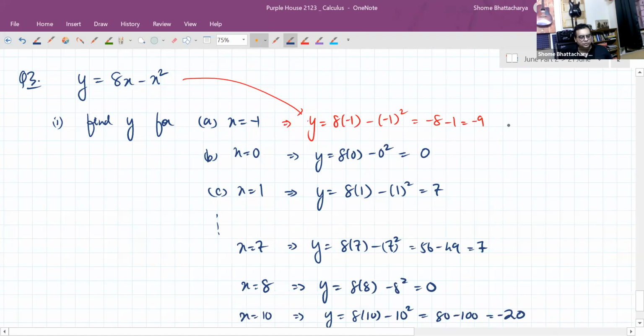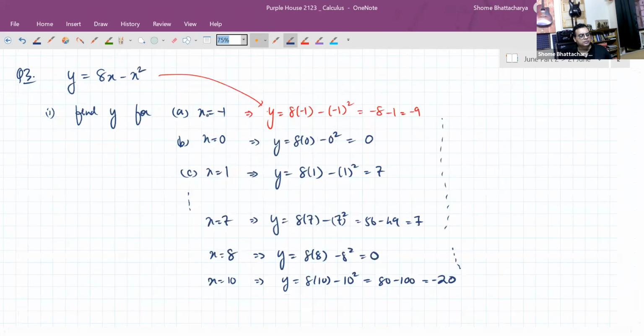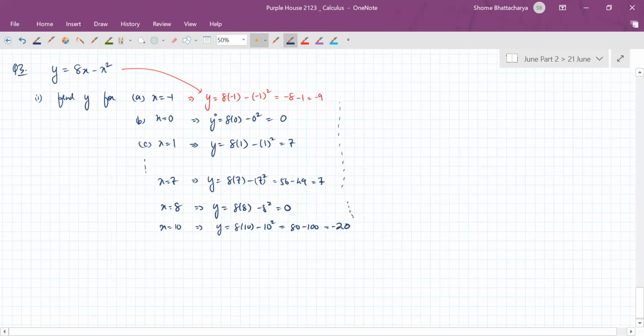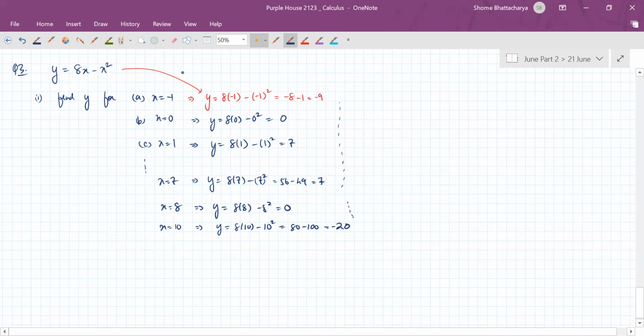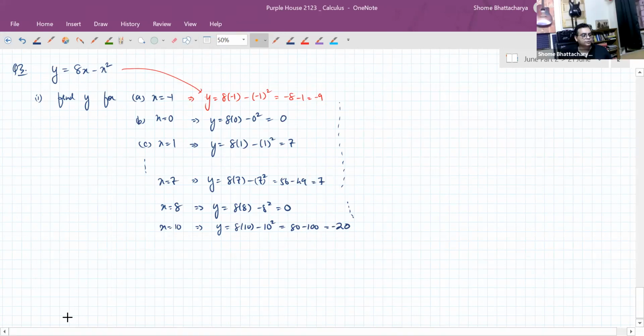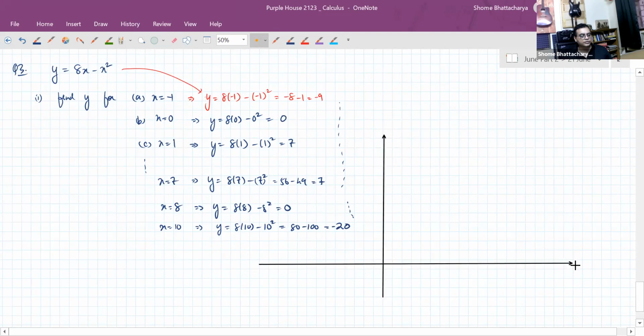Okay. So now we will use this set of values to plot an approximate graph. In the graph, you have to first start with plotting an xy plane, the x-axis and y-axis, and then take these particular values of x that I've given and plot them as points.